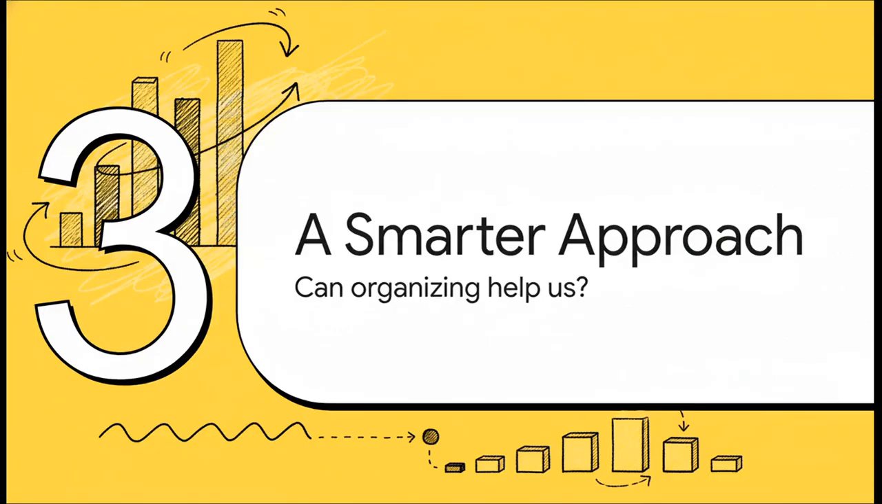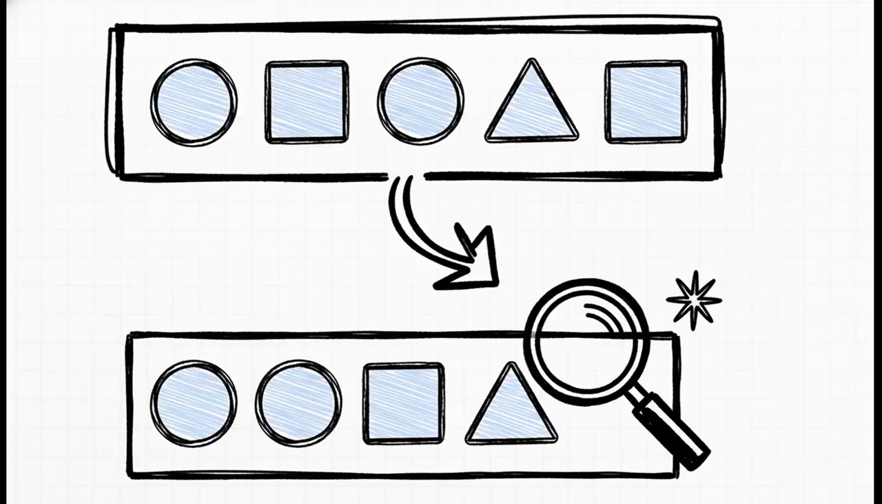Okay, so brute force is out. It's just too slow for the real world. So how can we get smarter about this? What if we organize the numbers before we started looking? Now, this is a much more clever approach. Think about it. If you sort the array first, any duplicates will be forced to sit right next to each other. So you no longer have to compare every number to every other number.